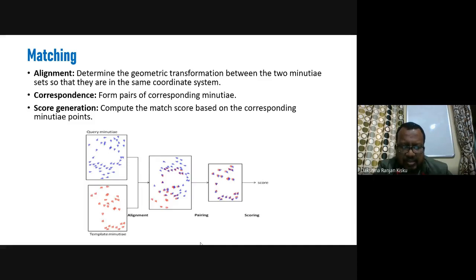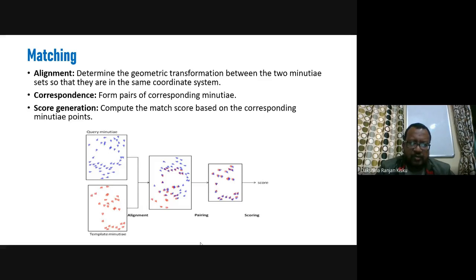So from the reference fingerprint image, we obtain the reference minutiae points, and this reference minutiae point set is stored in the database. So the alignment process basically transforms the fingerprint image into the same coordinate system. So how it is done, we will discuss that. So this is a transformation based on one two fingers.